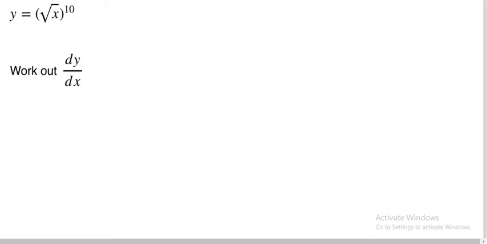This expression, y equal open bracket root x all to the power of 10. Y is the subject, x is the variable. Do you have root? Yes. What to do with the root? To remove it, with the root we'll write it as fractional index. You studied before, I think in grade 10 or grade 9, how to convert fractional index to root and the root to fractional index. Root x will be written as x to the power 1 over 2 all to the power of 10.